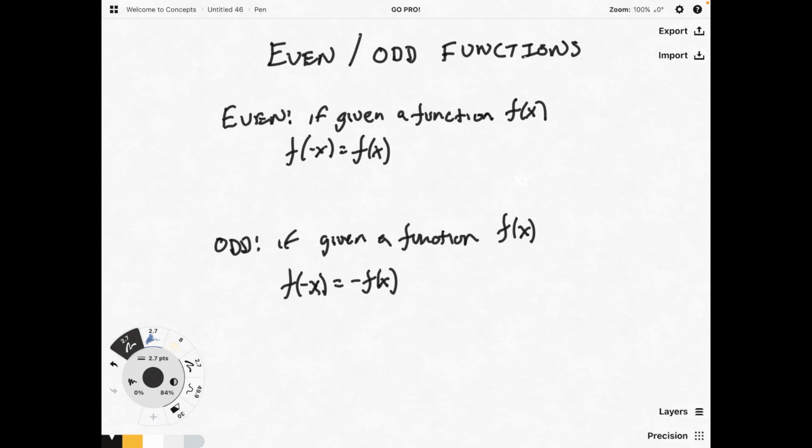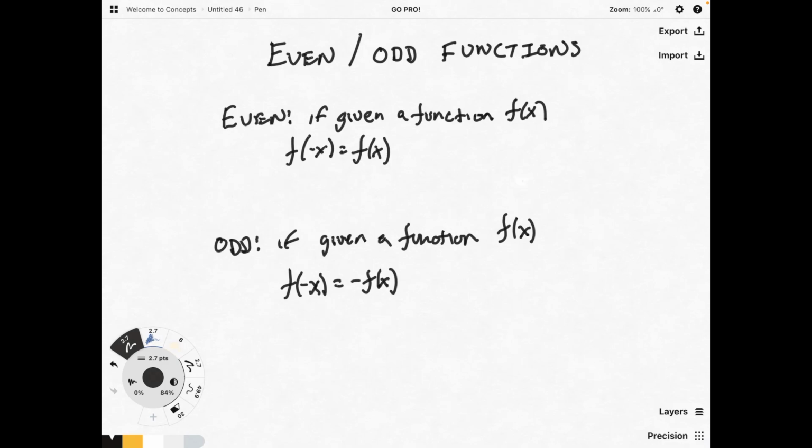If we're looking at what an even function is and we're given the function f of x, then it's considered even if you plug in a negative x within the function f of x and you are left with your original function f of x. Similarly, looking at an odd function, if you're given the original function f of x and you plug in negative x for all x's, and your function produces a negative f of x, then you know that it's an odd function.